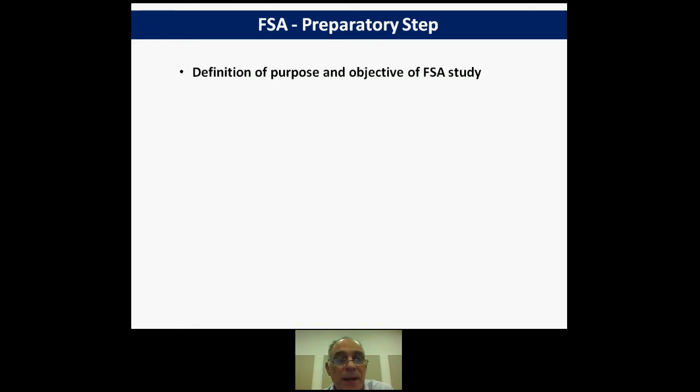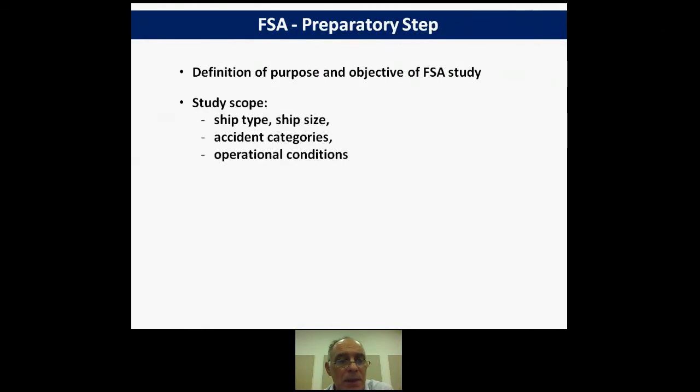Anyway, we have to define the purpose and the objective of the FSA study, and reference to what we're looking at in terms of a particular ship type, if it's necessary, its size, what accident categories are relevant to this ship type and ship size we're looking at, the operational conditions, some sort of an identification of the problem.